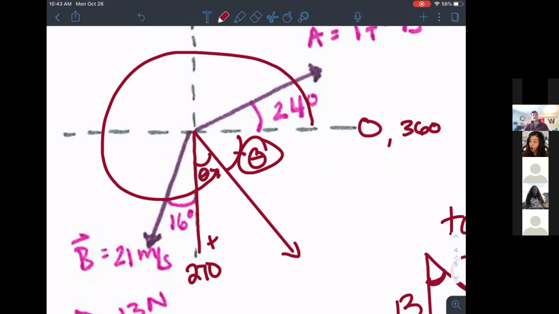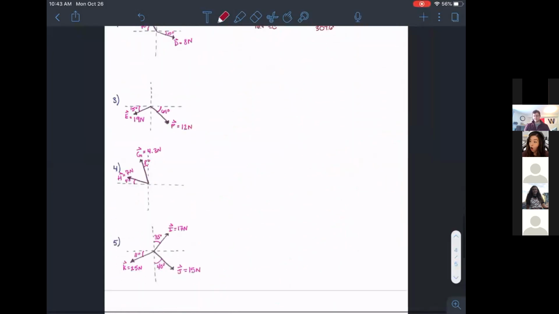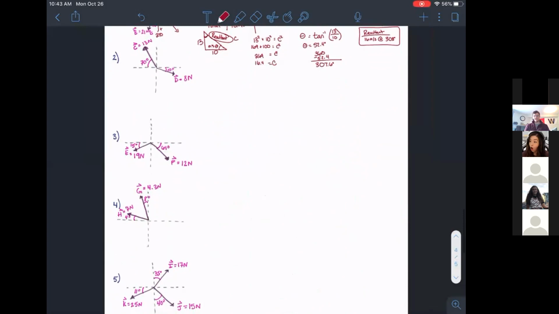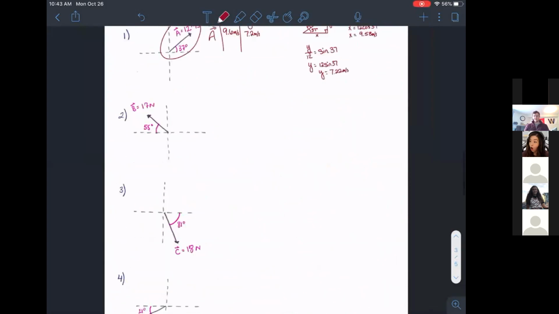All right, guys, then you have today and tomorrow to work on these practice problems. There are 7 more, right? Yep, 7 more. 3 more with just 1 vector and 4 more with 2 or more vector components. If you guys have any questions, let me know.